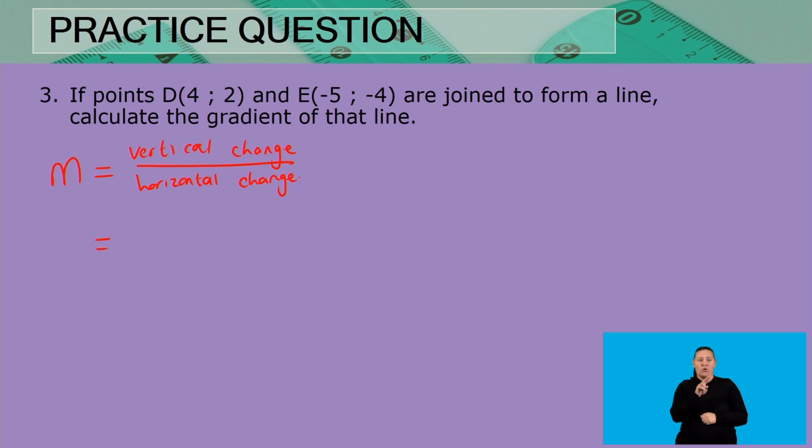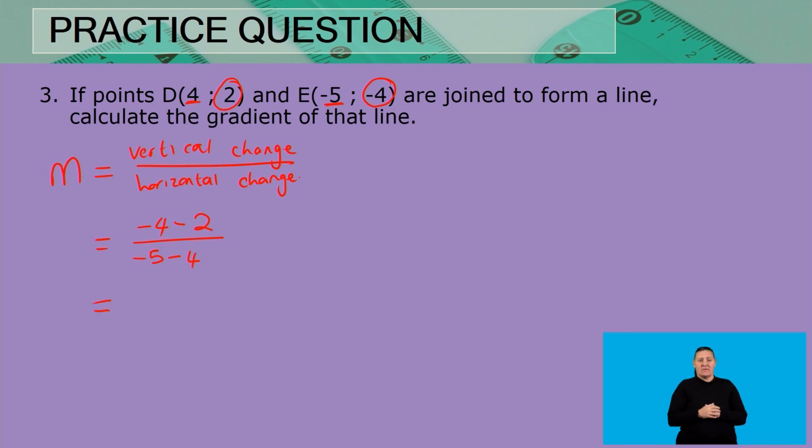You can start with either point when you're starting with the vertical change. So I can start with point E. So I'm going to say there my -4, and we are going to minus that 2. Now, because I started with point E for the vertical change, I need to again start with point E for the horizontal change. So that is going to be the -5 minus the 4.